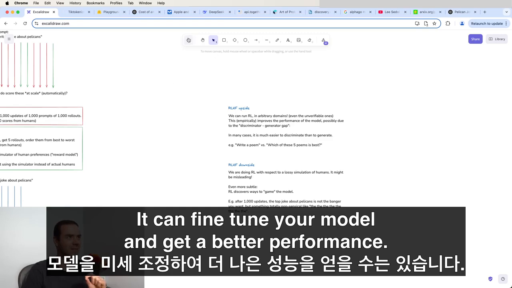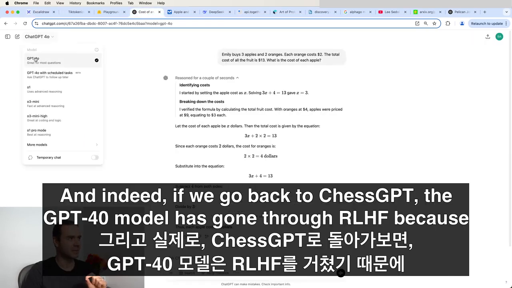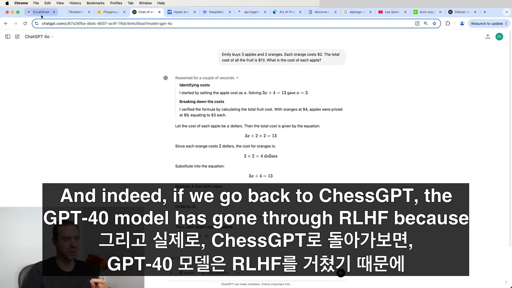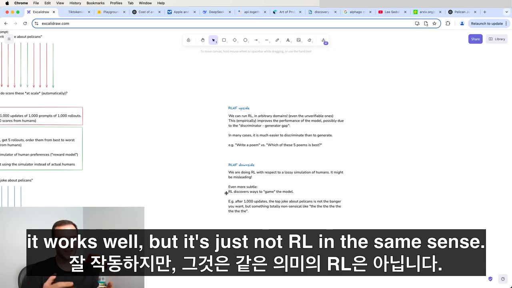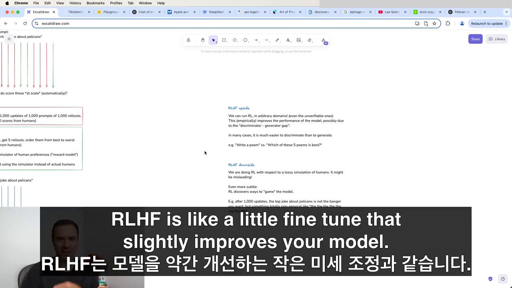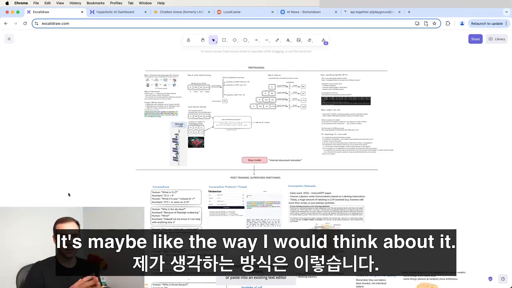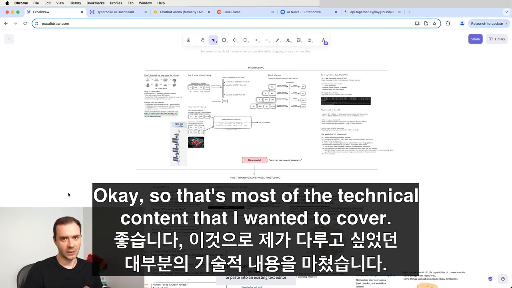And indeed, if we go back to ChatGPT, the GPT-4o model has gone through RLHF because it works well, but it's just not RL in the same sense. RLHF is like a little fine-tune that slightly improves your model, is maybe like the way I would think about it. Okay, so that's most of the technical content that I wanted to cover.